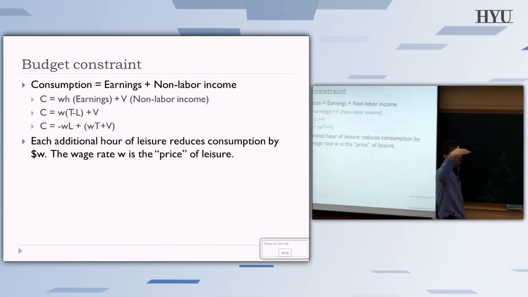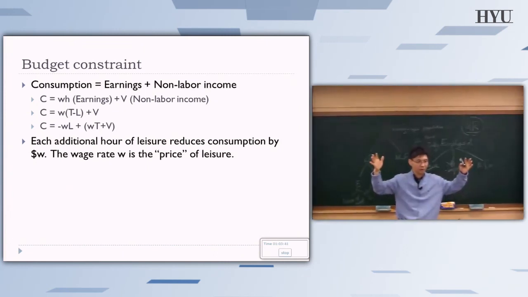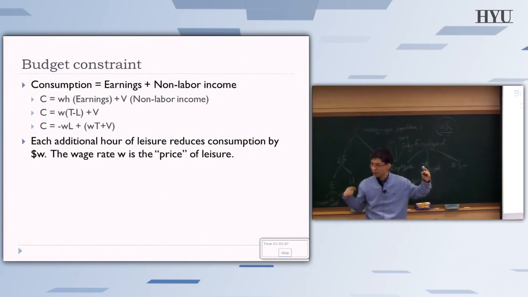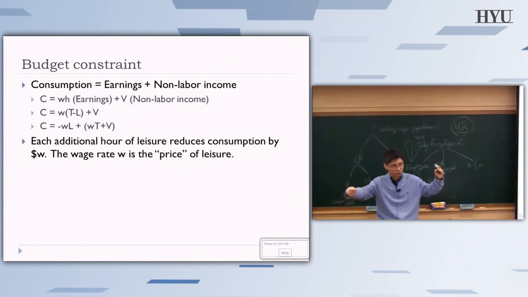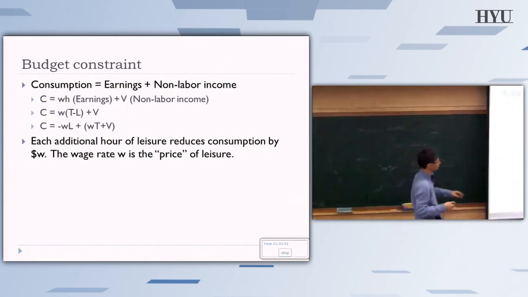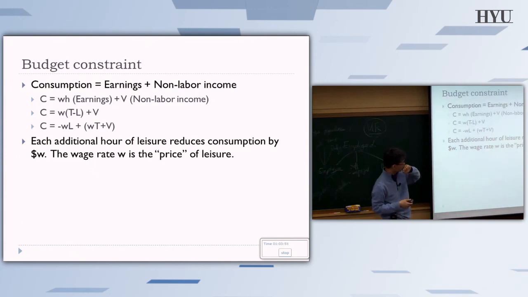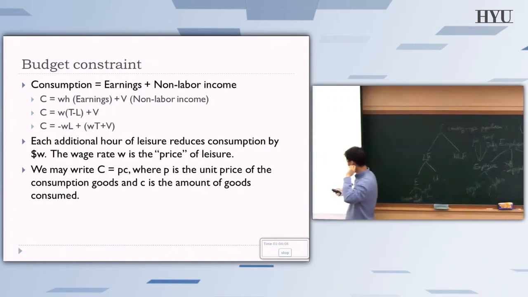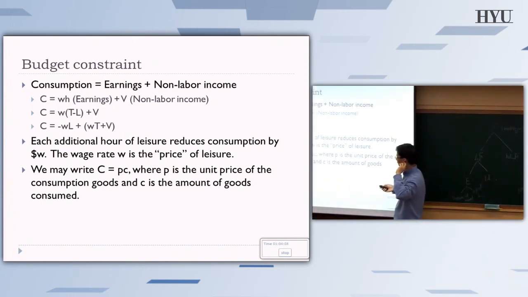In a way it's easier to think that, at first, this person has WT plus V at the beginning, and just spends time on leisure, paying W for each hour. Once we figure out leisure, working hours are automatic, because T minus L is working hours. We may write C as the price of the consumption good times the amount of consumption good this person buys.